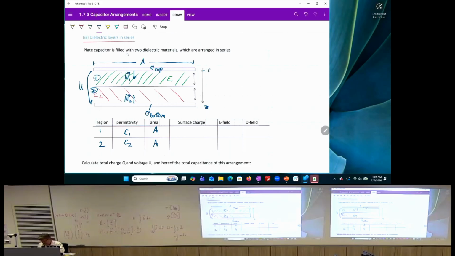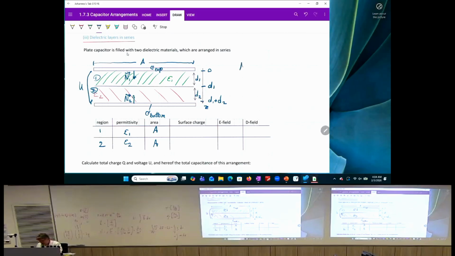So this here is 0. Here the interface between the first and the second material is at d1. And the total thickness is d1 plus d2. So basically material 1 has a thickness of d1 and material 2 a thickness of d2.